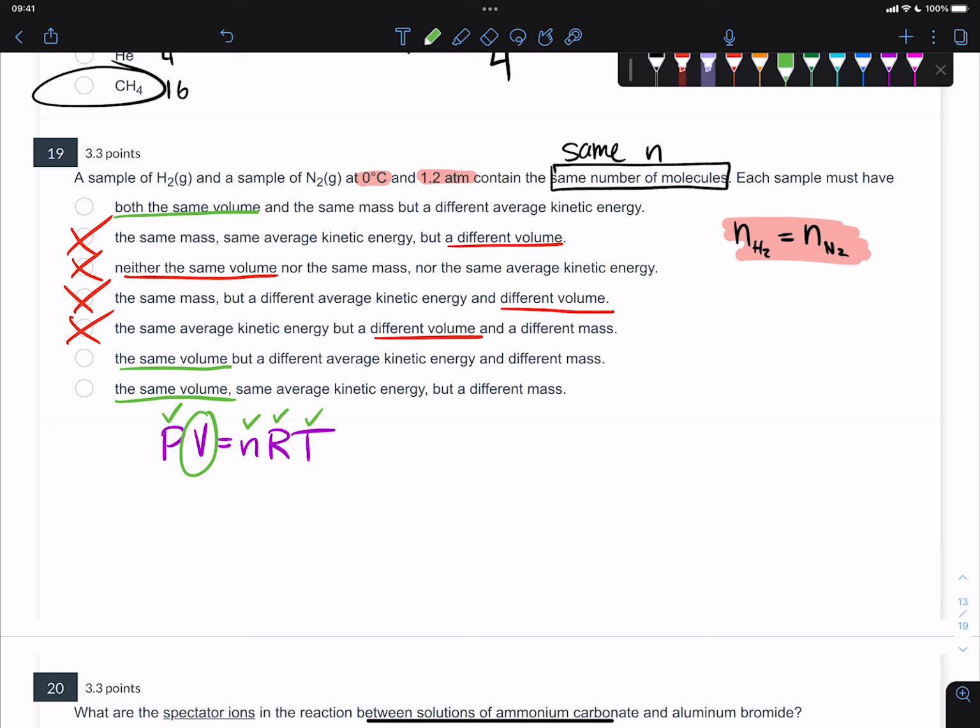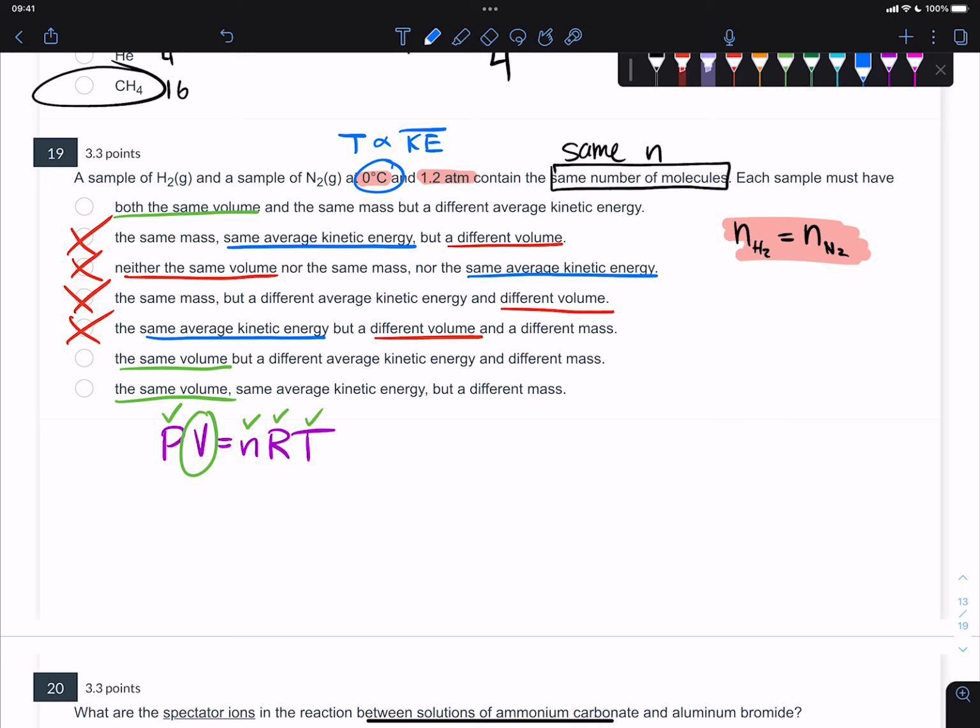Now we've got to talk about the same average kinetic energy. Here's the part that really matters for average kinetic energy: temperature. Temperature is directly proportional to the average kinetic energy. So because they are at the same temperature, they have to have the same average kinetic energy. So that part is true for the crossed out answer, but the whole answer is false because they do have the same volume.